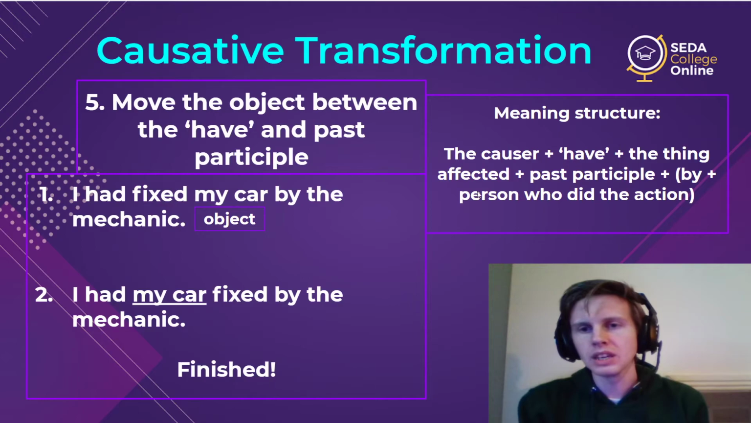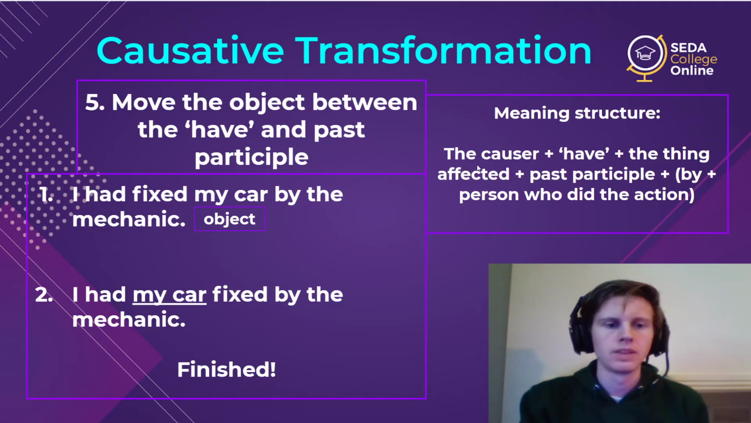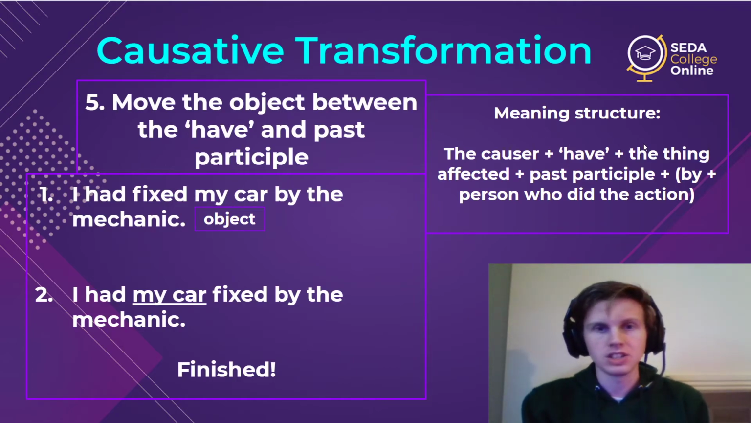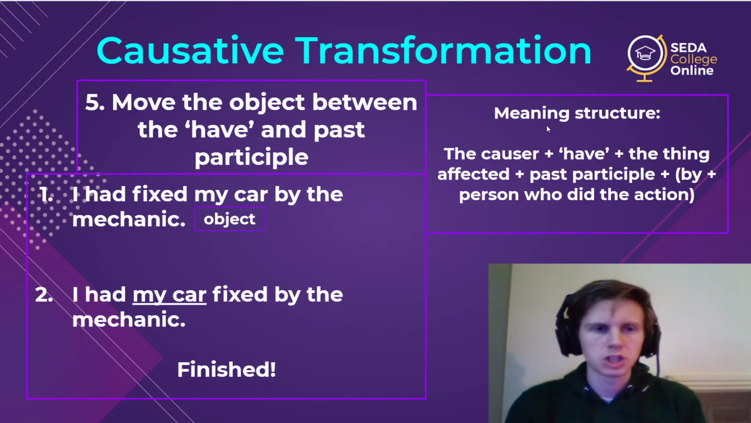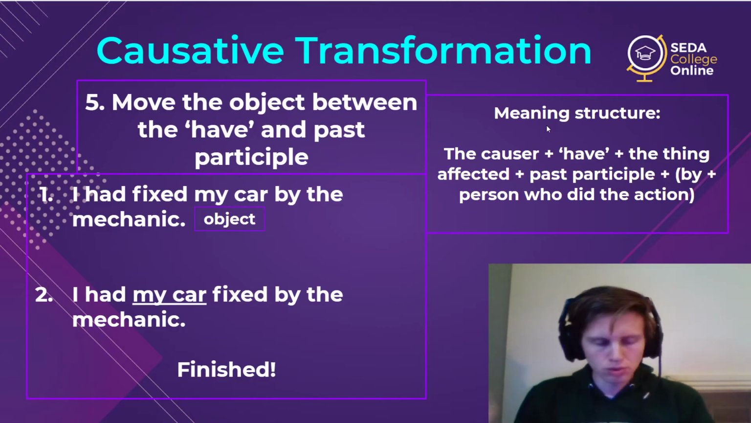And so you can think of this as a meaning structure. I want to answer who fixed my car. So I say the causer, the company, had, the thing affected, my car, and then the verb fixed. And that's how I can say who did it. That's how I can answer that question. The company or I had my car fixed, and I've been able to communicate that idea. Who did it? Who caused it to happen?